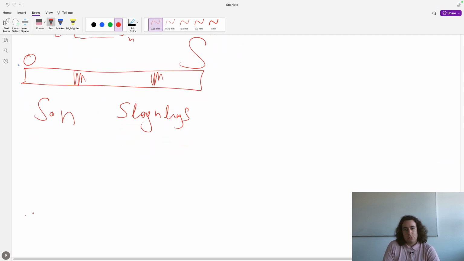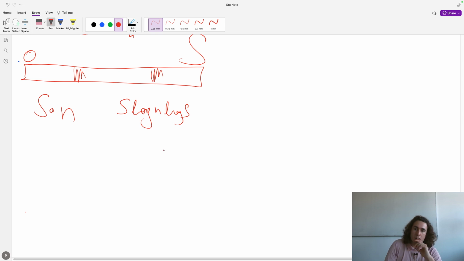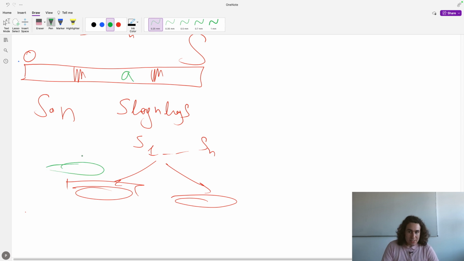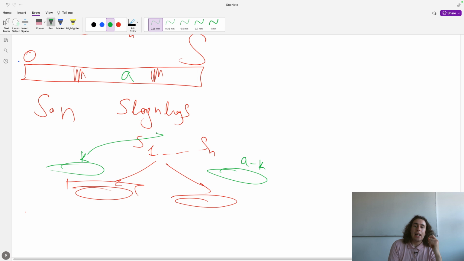How to do that? I just do divide and conquer. I'm going to take my elements s1 and so on, sn, and split them into two halves. I'm going to calculate recursively what values I can get for this half, and which values I can get for this one, and then I'm going to combine these answers. If I want to get some a, some of the elements are going to come from here, their sum is going to be k, and some values are going to come from here, and their sum is going to be a minus k. And now I want to combine those.